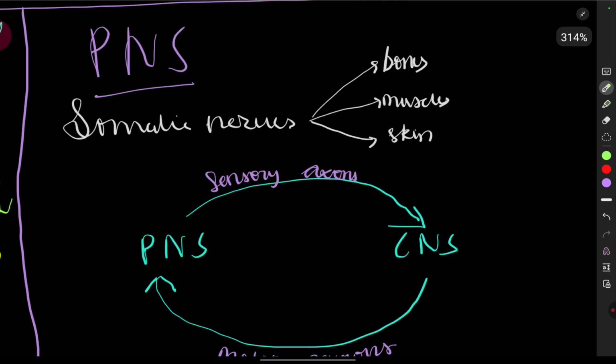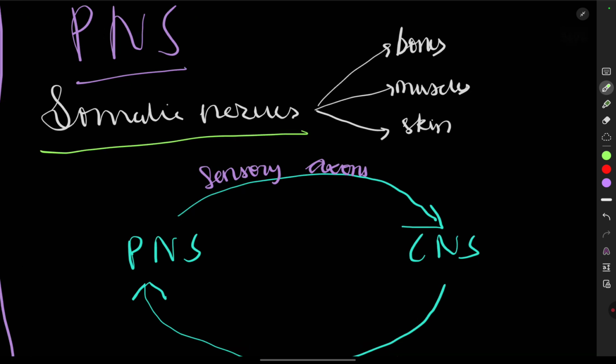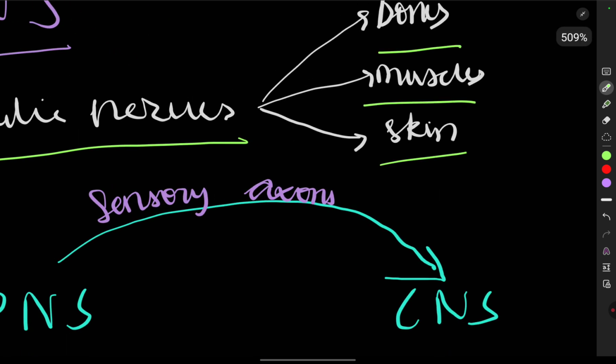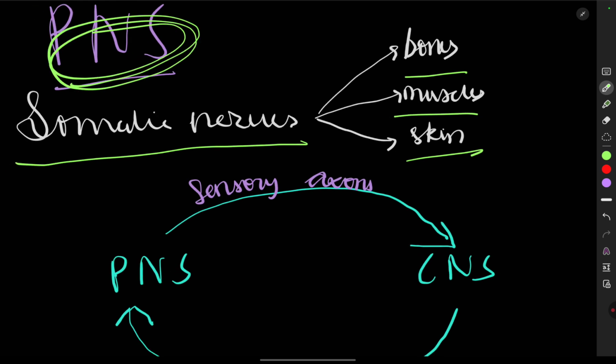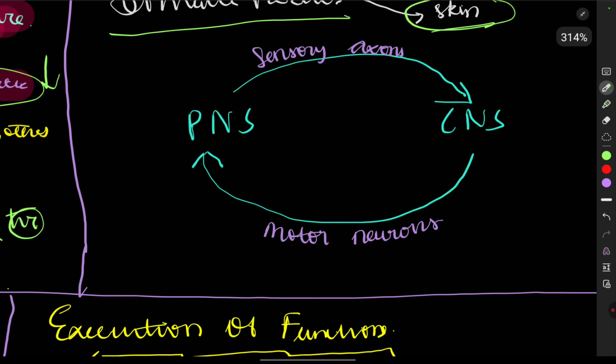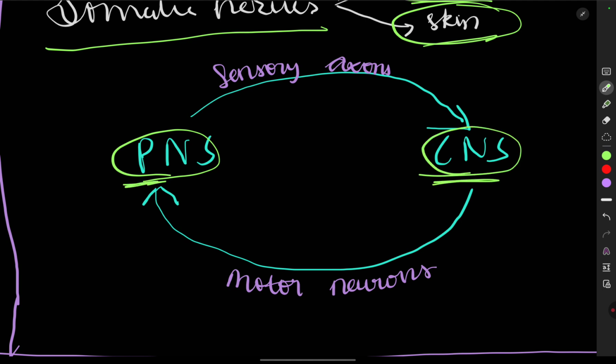Now we are going to see the PNS, the peripheral nervous system. It contains the somatic nerves to the bones, to the muscles, and to the skin, on the peripheral side, not the central. Central consists of the brain and the spinal cord, and the PNS supplies the bones, the muscles, and the skin.